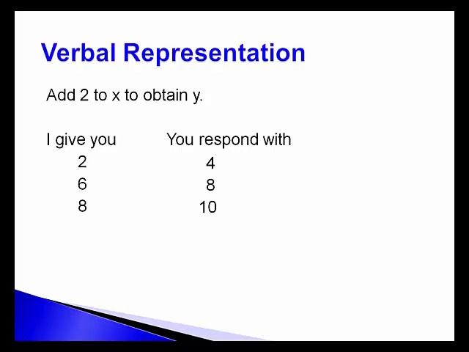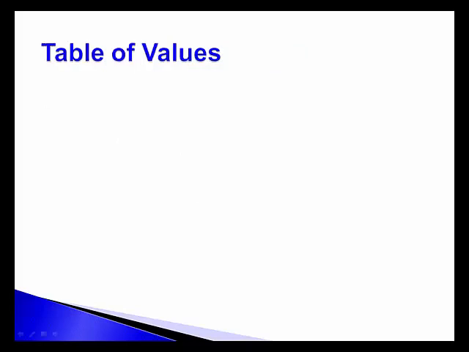If I gave you 8, you didn't have a choice of whether or not you were going to respond with 10 or 12 or 14. You had to add 2 to that 8, and every time you did that, you got a 10. So therefore, there was only one choice. Every time I gave you a number from the domain, you had one choice to respond with from the range. Therefore, that is a function.